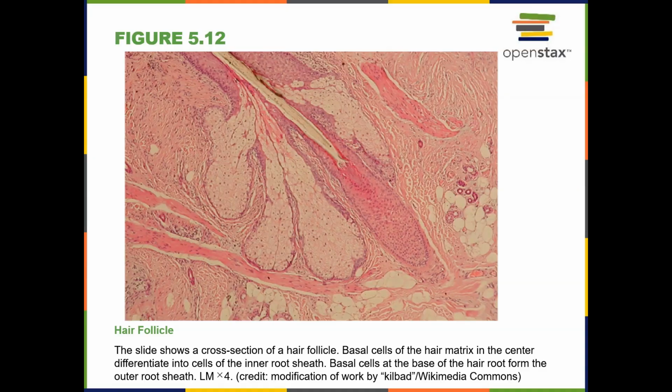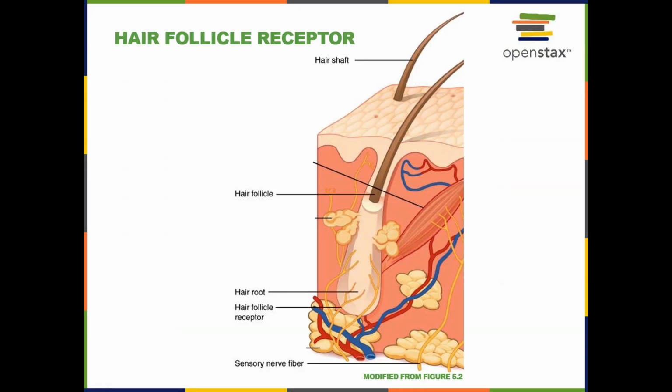We can also see adjacent to the hair follicle a stratified cuboidal epithelium of the sebaceous gland. And the sebaceous gland produces an oily secretion that will help to condition and lubricate the hair and protect against infection. The nervous tissue that's surrounding the hair follicle is called the hair follicle receptor.